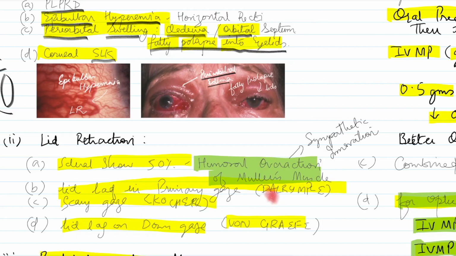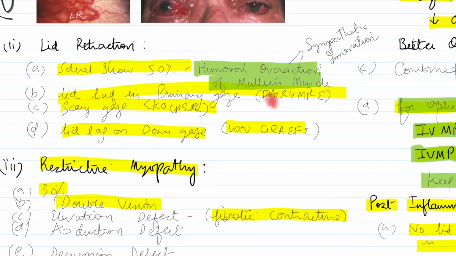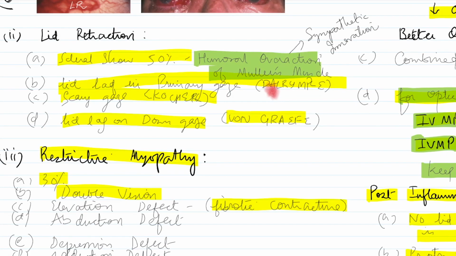Then let's go towards lid retraction. In lid retraction, 50% will have a scleral show. This scleral show is a very interesting thing, because it happens because there is a humoral overaction of the Muller's muscle. The Muller's muscle is one of the muscles responsible for retracting the eyelids. And if you have a sympathetic innervation, which generally is seen in patients with hyperthyroid habitus, they tend to have an overaction of the Muller's muscle, which causes the scleral show.